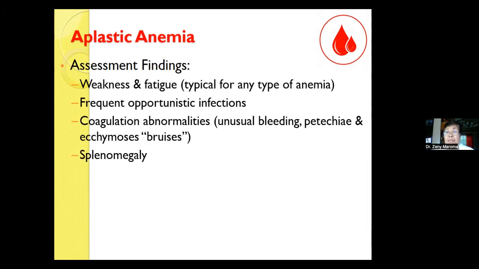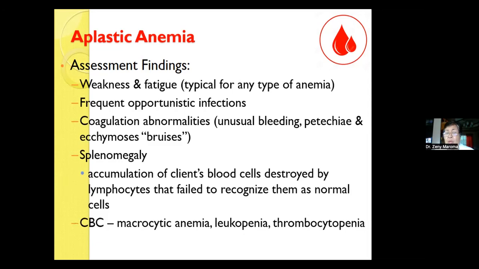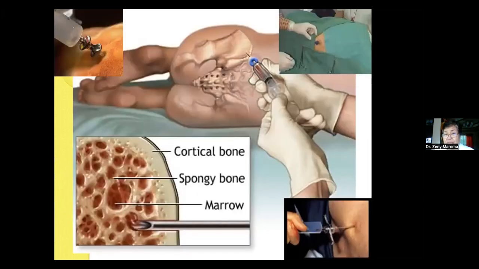So hyperactive ang spleen. No? So there's splenomegaly. Okay. So anong result ng CBC? Macrocytic anemia, leukopenia, thrombocytopenia. Okay. Definite test, bone marrow aspiration or bone marrow biopsy.